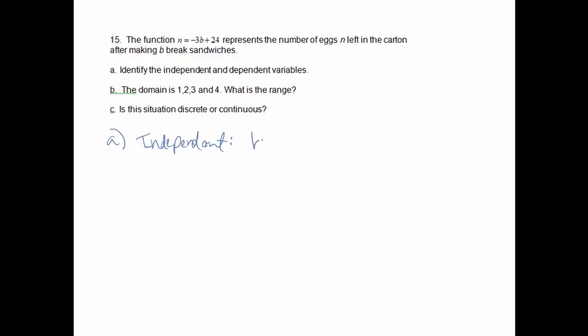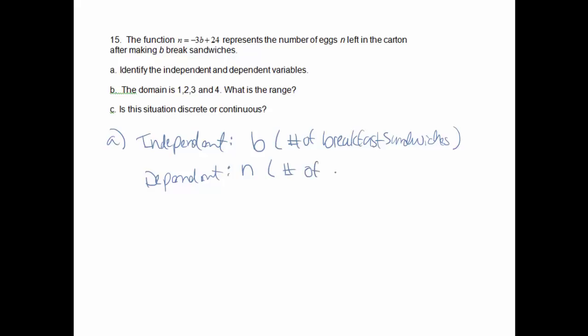Well, I get to choose how many sandwiches I make. So the independent variable is going to be b, which is the number of breakfast sandwiches. All right, then the dependent, what depends on that, is going to be n, how many eggs I have left. So if I make more sandwiches, I'm going to have fewer eggs left. Number of eggs left.